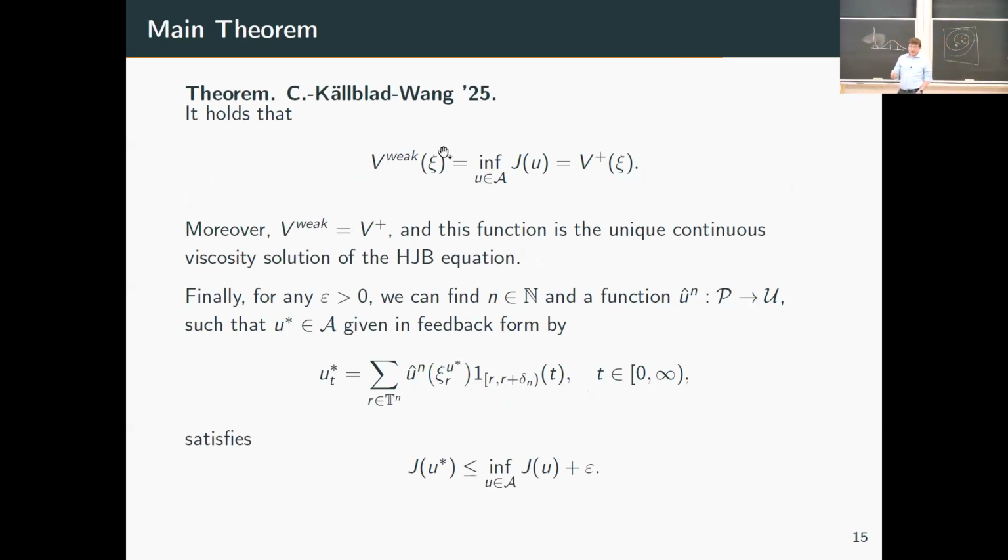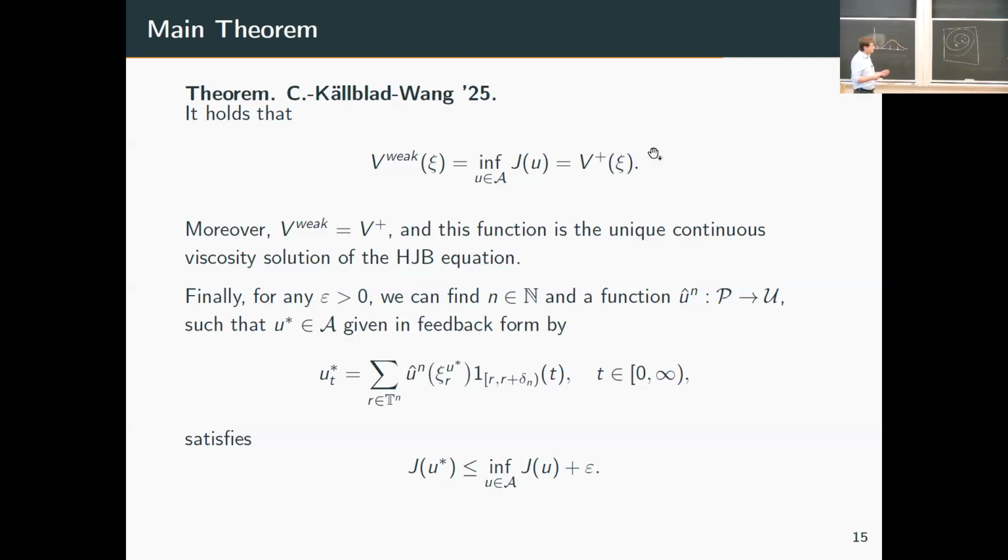In fact, the weak solution is better than the true value of the non-separated problem, which in turn is better than V plus, the limit of these approximate solutions. The true value is sandwiched between these two. So by showing they're equal, we have the fact that they're the same function. So we can characterize the solution. The proof, I don't think I have time to talk about it, goes through using the viscosity theory.